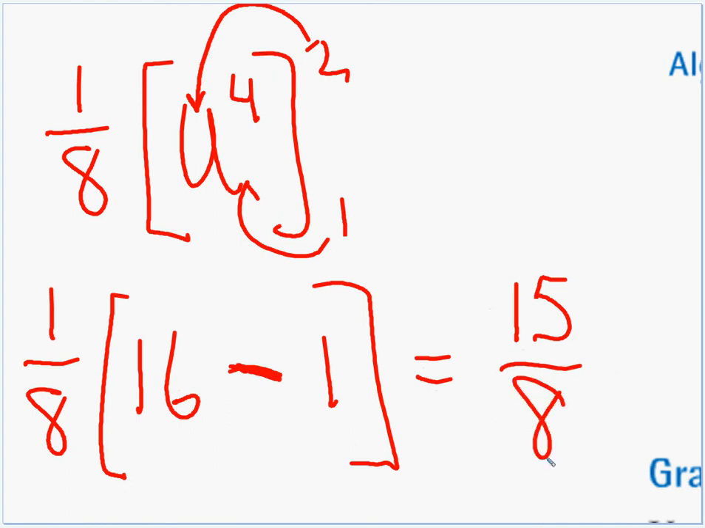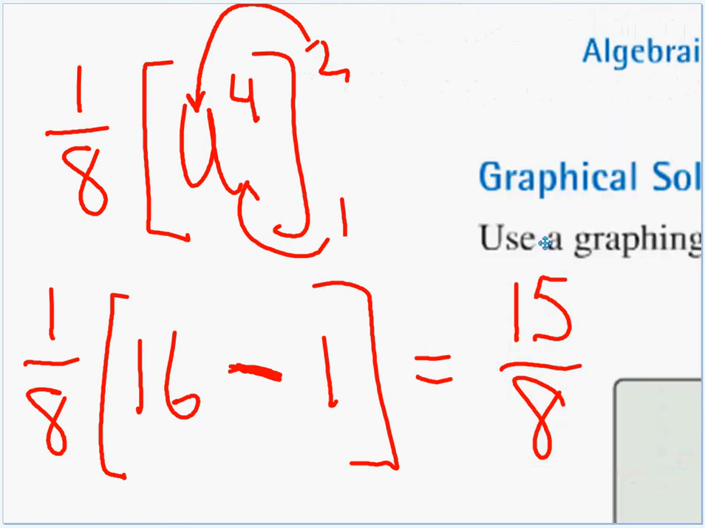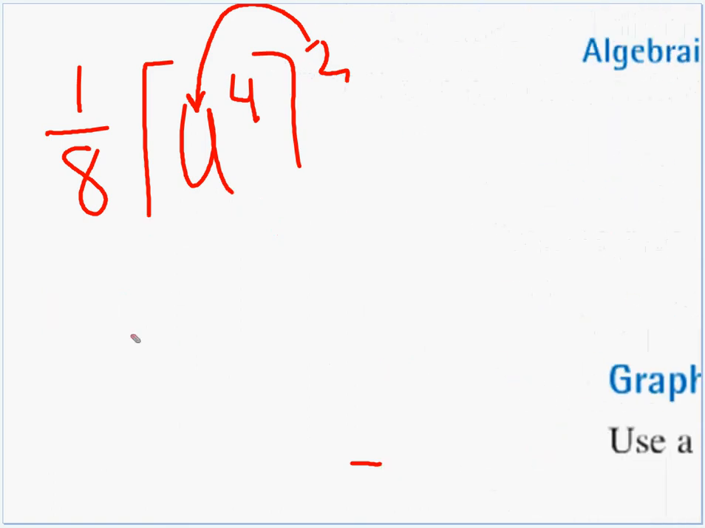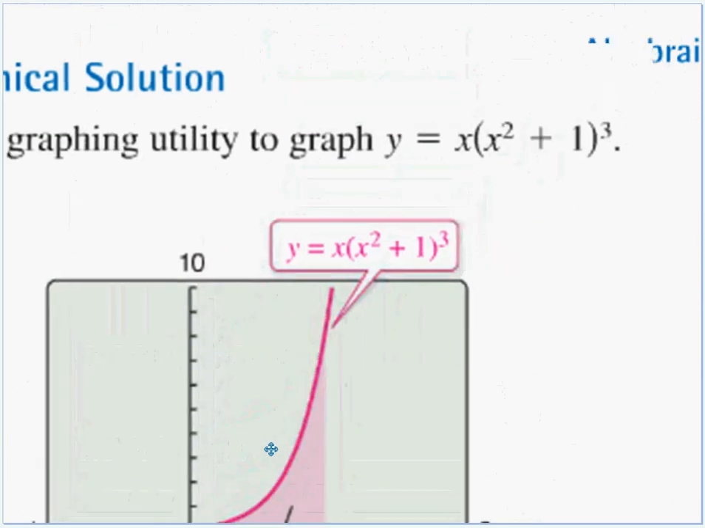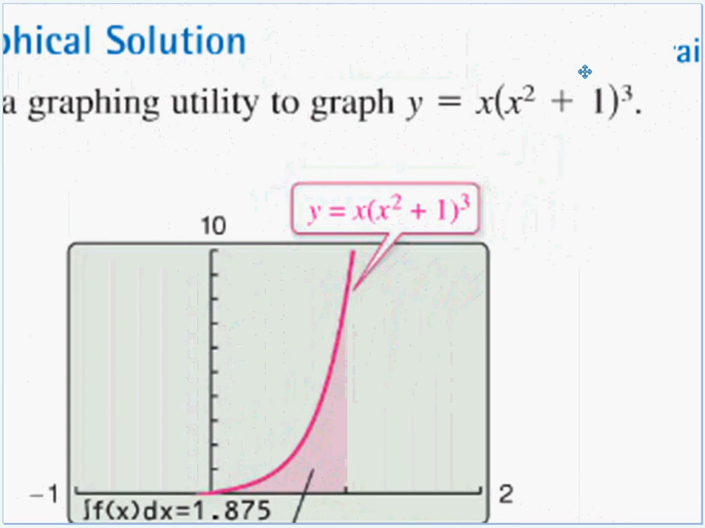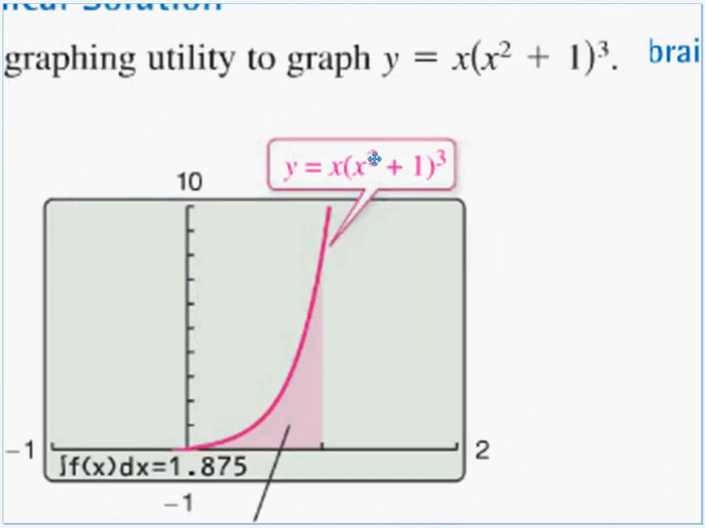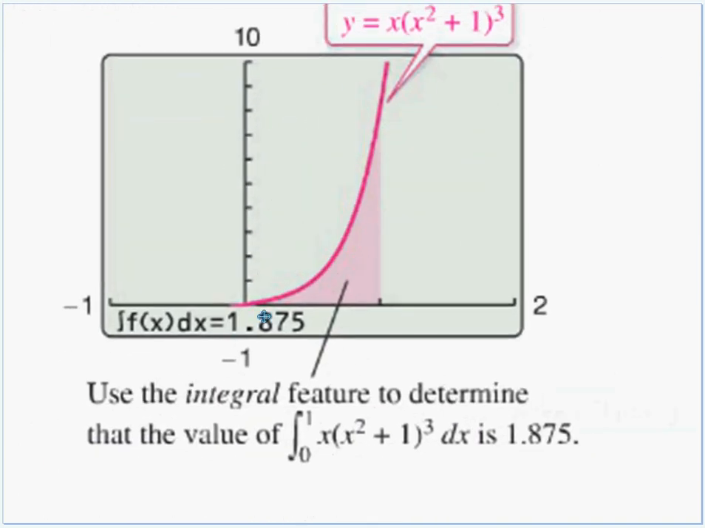That was the original problem. They do the graphical solution here too. Let's see what that would look like. With the graphing utility, we could graph our function. It's going to look like this, parabolic shaped up, because it would be an x to the 6th, x to the 7th. So in the first quadrant, we are going to be going up. And then we could use an integral feature to find that shaded region, 1.875, which is our fraction.